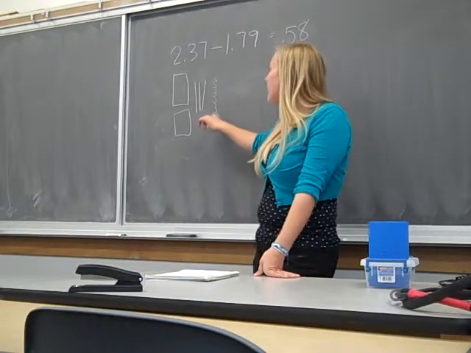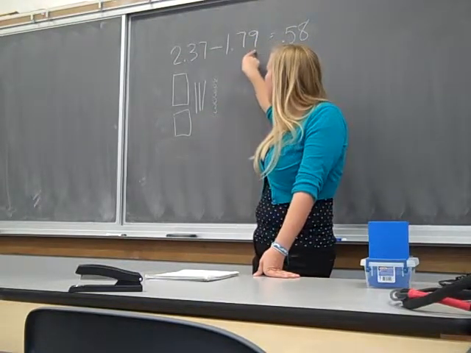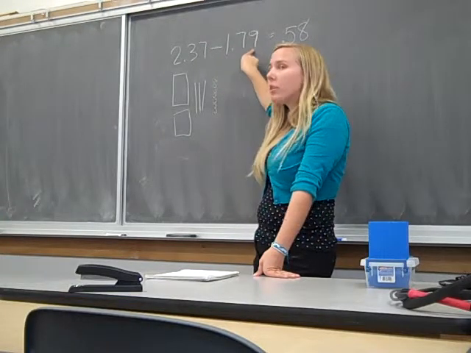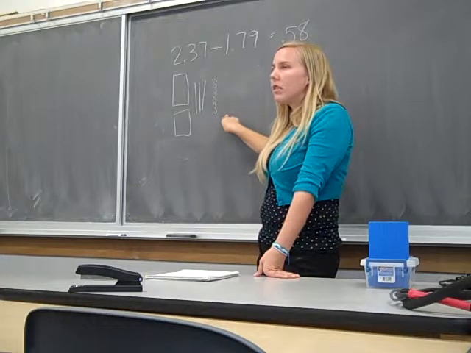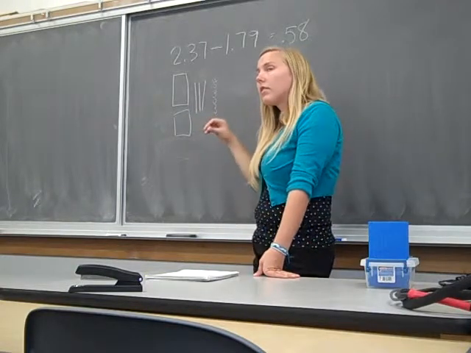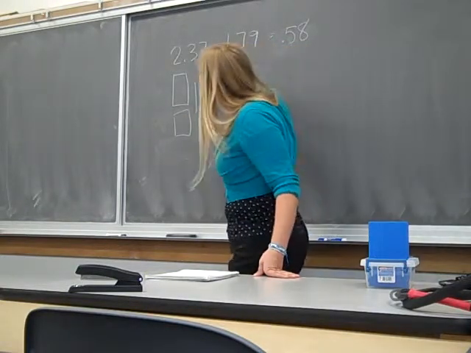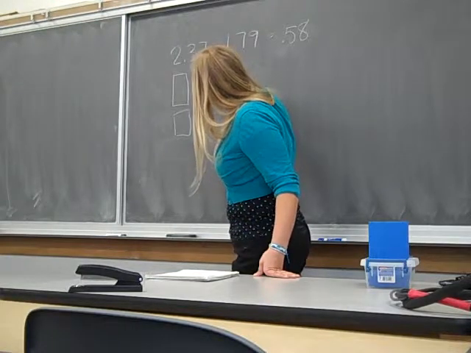So somebody want to walk us through how you would do this? Because we need to take, for example, starting with the hundredths place, we need to take 9 hundredths, and here we only have 7. Yeah? You could exchange the rod. Okay, so let's take this and put 10 here.